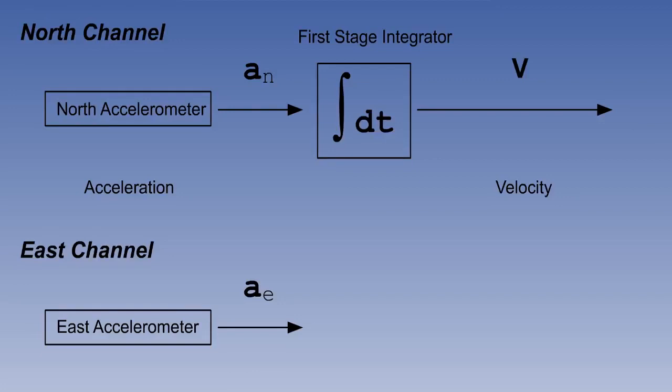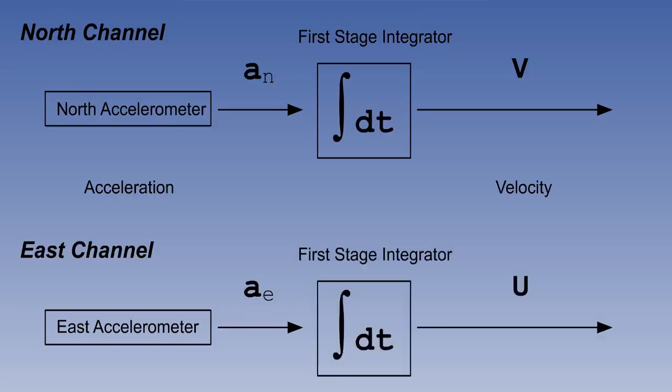The northerly acceleration passes through the first stage integrator, where it is integrated into velocity northwards, v. You might think that if we have used the convention A subscript n for northerly accelerations, to be consistent, we should use v subscript n for northerly velocities, but we don't. In navigation, v on its own usually means northerly velocity, and u on its own means easterly velocity. It is a widely used convention, and we will follow it. The easterly acceleration is converted by its integrator into velocity eastwards, or u.